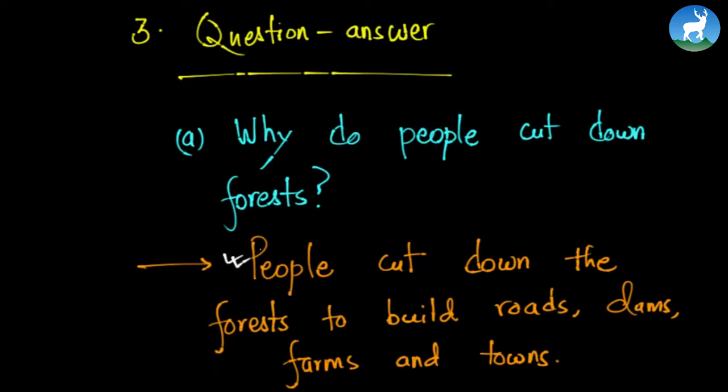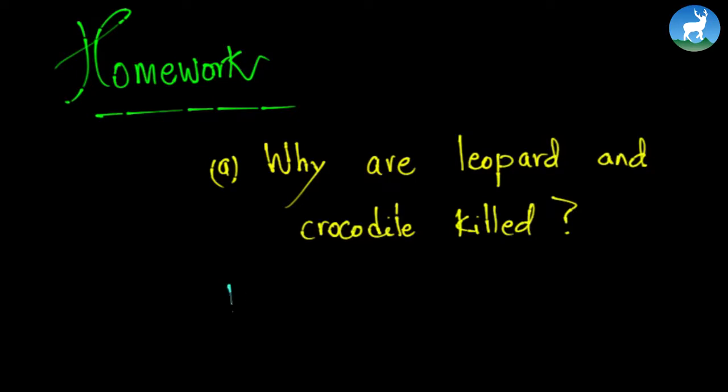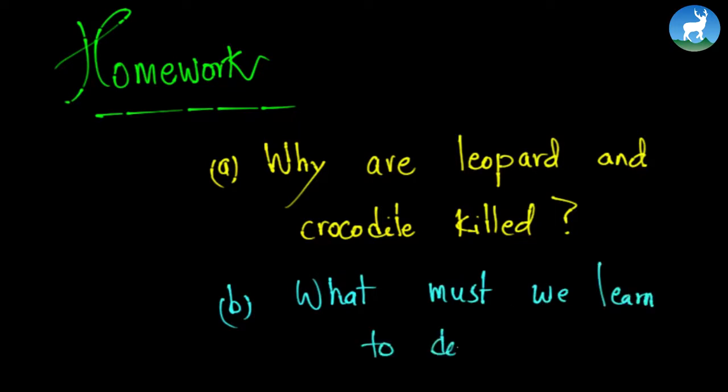Now there are two more questions, and I'm going to give those questions to you as homework. Now we've come to the homework section. Why are leopard and crocodile killed? The second question, number B, is what must we learn to do? Alright, these two questions, question A and B, are your homework. The answers to these questions are given in the book, so I hope you'll find these answers real quick and pretty easily. With this, we have come to the end of today's class.